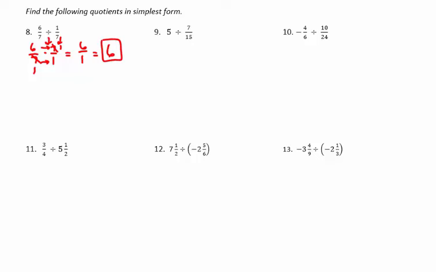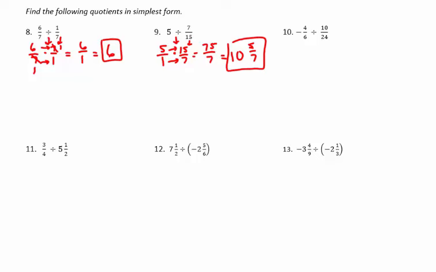If I didn't reduce those, I would have got 42/7, which also is 6. The 5 I'm going to write as 5/1, so it's a fraction. Change that to multiplication, and I flip the fraction after it to 15/7. In this case, I can't reduce at all, so I multiply across. 75/7, and I change that into a mixed number. 7 goes into 75 ten times, and I have 5/7 left over. So 10 and 5/7.